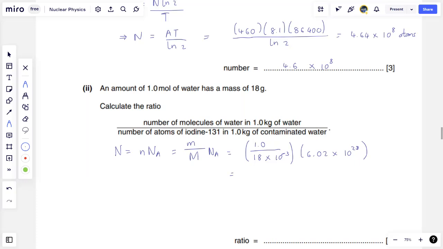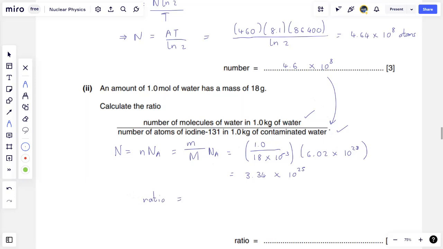If I calculate this, I get 3.34 times 10 to the power 25. That's the thing I wanted on the top. But the thing I want on the bottom I also know because I've calculated it before. So for this ratio, the thing I want on the top and the thing I want on the bottom are both known. So hooray, I can now calculate the ratio.